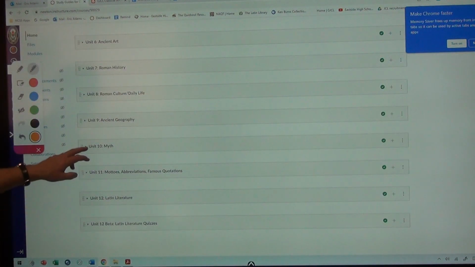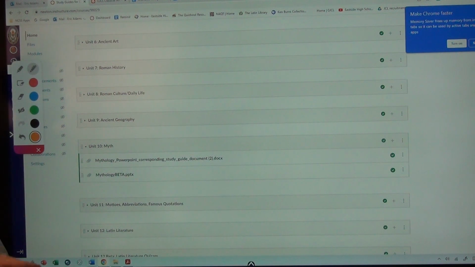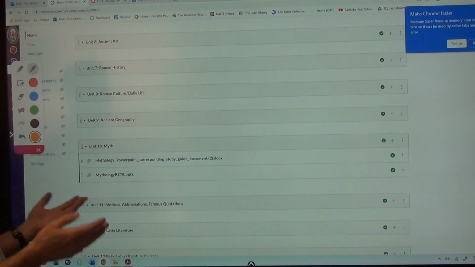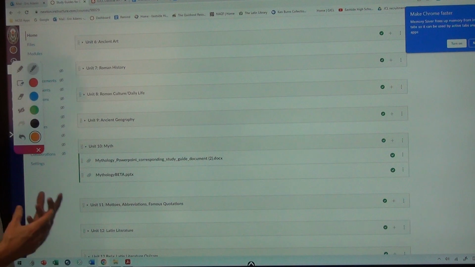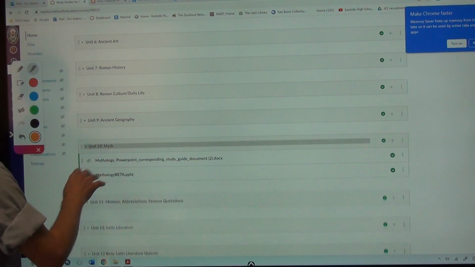Then you have Unit 10, Myth. As I've said before, Myth is one of the ones that is the most difficult. If you want to take a look at it, you can. However, it might be one that you want to focus on last, if you focus on it at all.